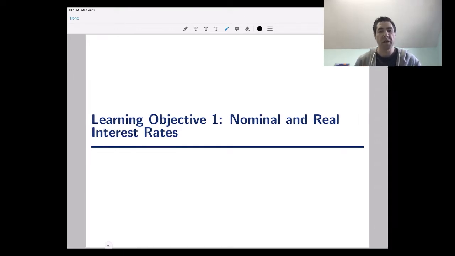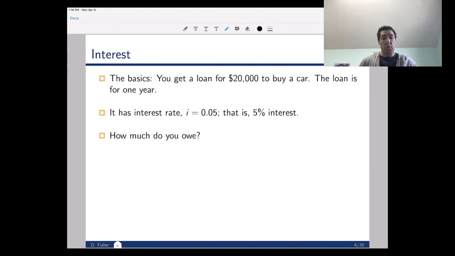Okay, so learning objective one in this credit market model chapter is going to be to understand interest rates, both what we call nominal and real interest rates. So, first, a few basics about loans.